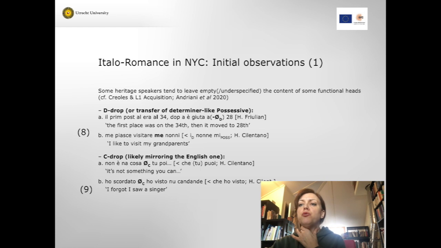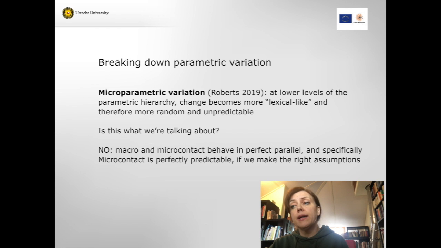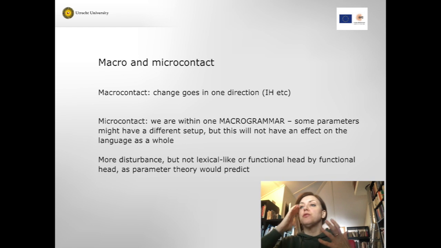We have data for Italo-Romance in New York, which show they're rather different, especially complementizer drop is rather interesting. There's no time for that. I would like to go to conclusions. I've already said that microcontact behaves systematically differently from macrocontact. Microcontact is perfectly predictable if we make the right assumption. So it is not random, as expected from a model that says that lower levels are more random than the upper levels of the parametric hierarchy.